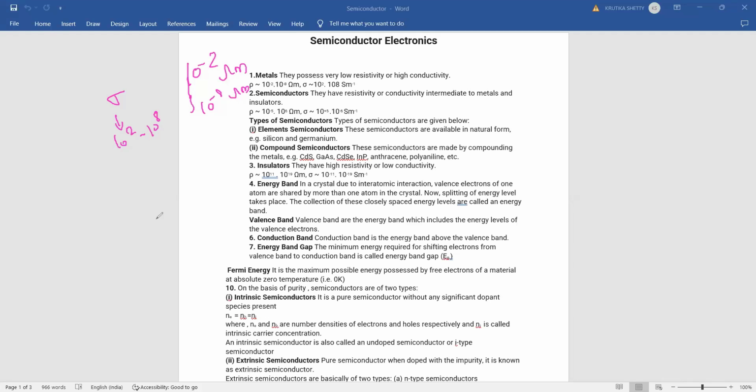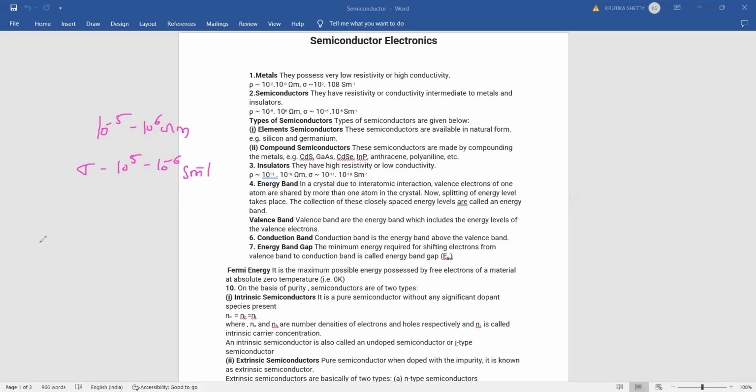Now you can see for the semiconductors. They have resistivity or conductivity intermediate to metals and insulators. The semiconductors have the in-between properties of the metals and the insulators. The resistivity value is between 10 to the power of minus 5 to 10 to the power of 6 ohm meter, and the conductivity value is 10 to the power of 5 to 10 to the power of minus 6 Siemens per meter.